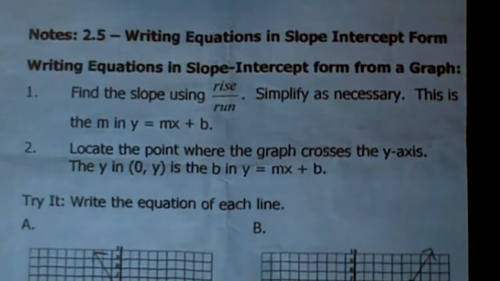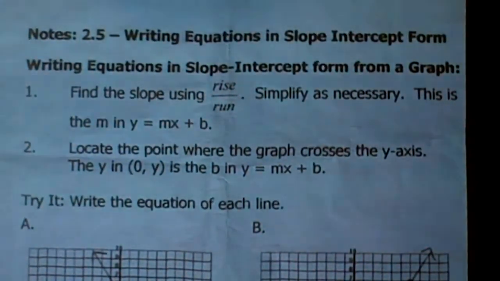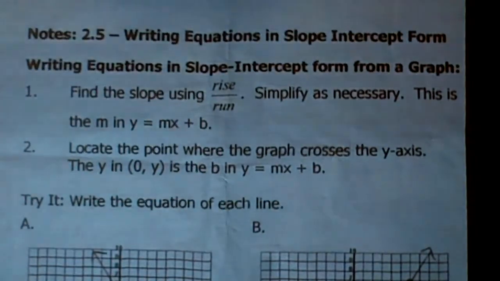Hello again. We are now on lesson 2.5, writing equations in slope-intercept form. So remember, slope-intercept form is the y equals mx plus b form, where you have the slope and the y-intercept that is given to you. So some steps to do that.